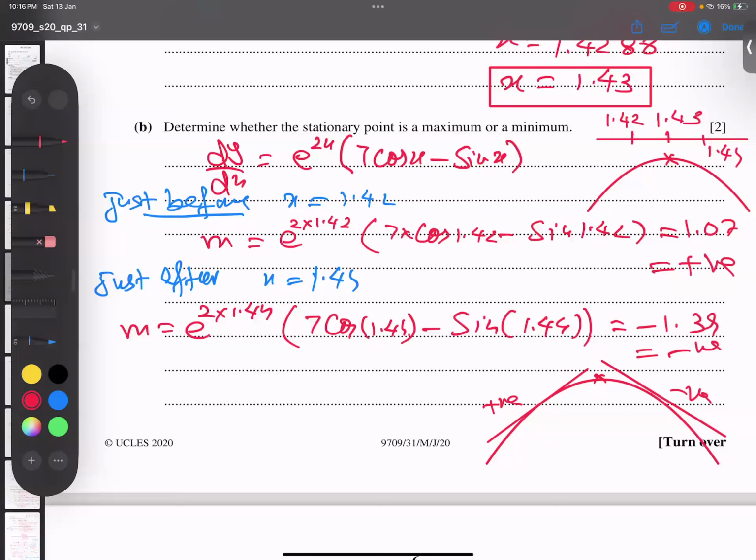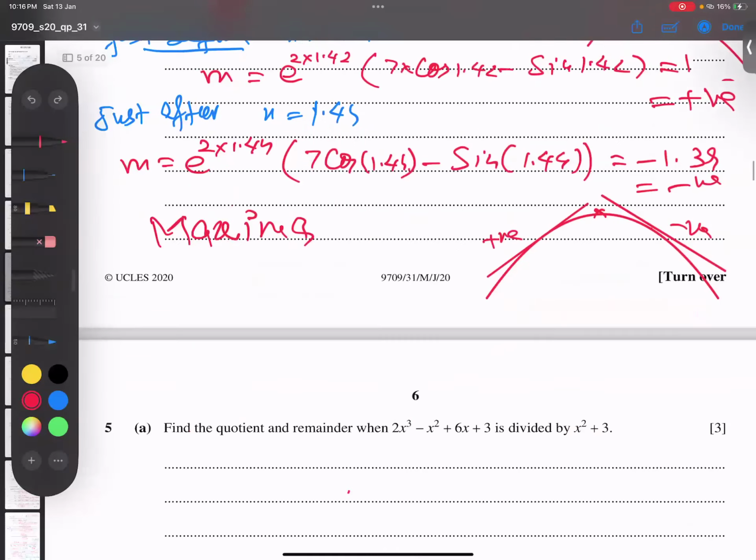So 100% we can say that just before I have a positive, just after I have a negative. So you say that it is a point of maxima. The examiner will just see the signs. If you do this method in exam papers, you get full marks. Okay, all right. So I will just give an idea once again.